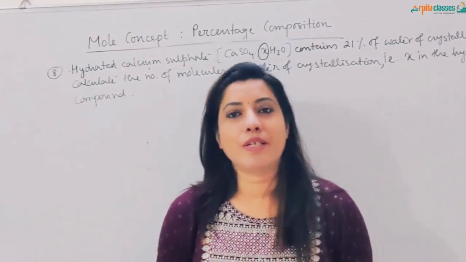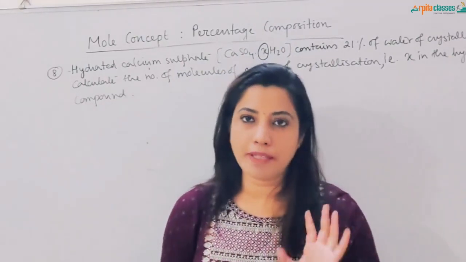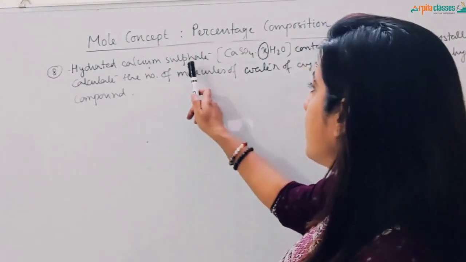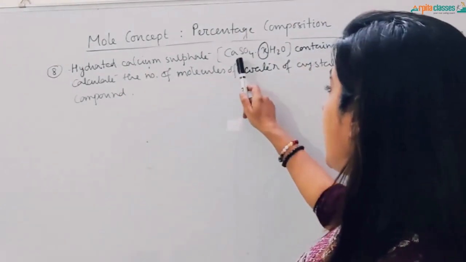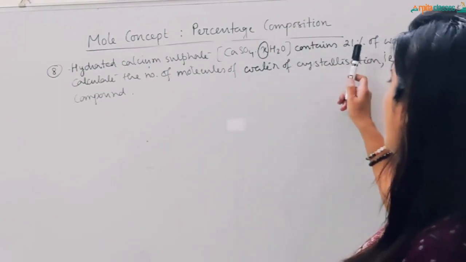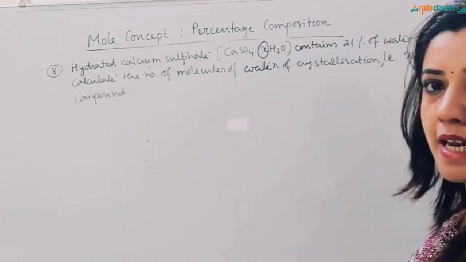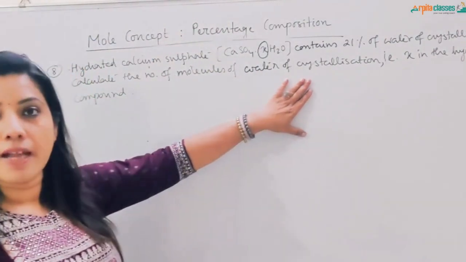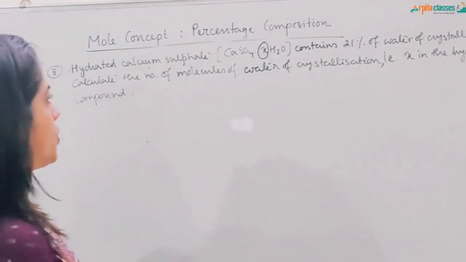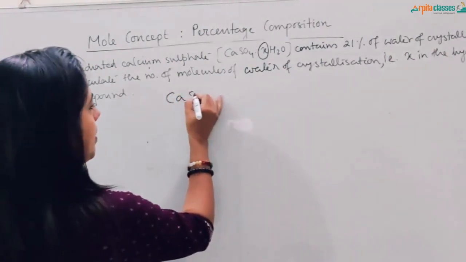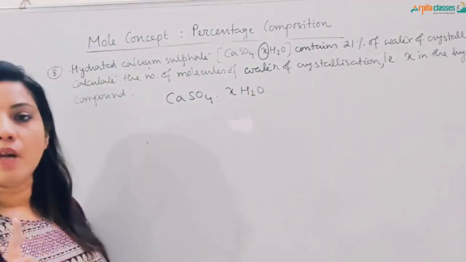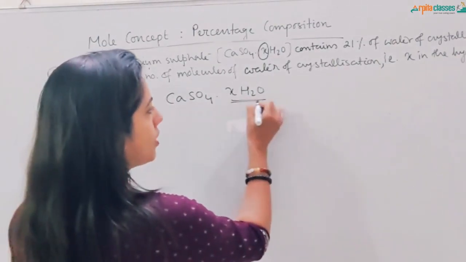We have reached question number 8, and this will be the last question for today's topic. The question says hydrated calcium sulfate, which is CaSO4.XH2O, contains 21% of water of crystallization. Calculate the number of molecules of water of crystallization, that is X, in the compound. So very clearly you have been given a compound CaSO4.XH2O, where 21% is the percentage of water of crystallization.